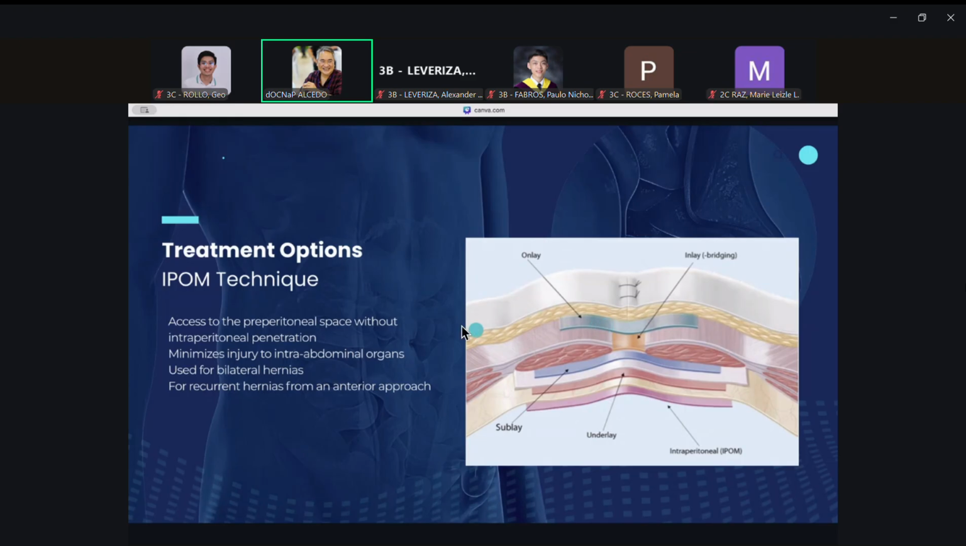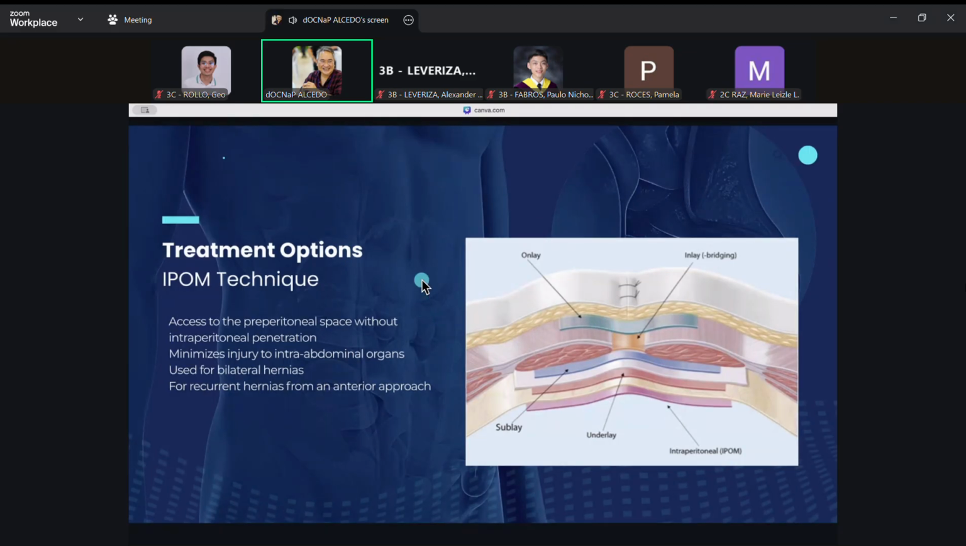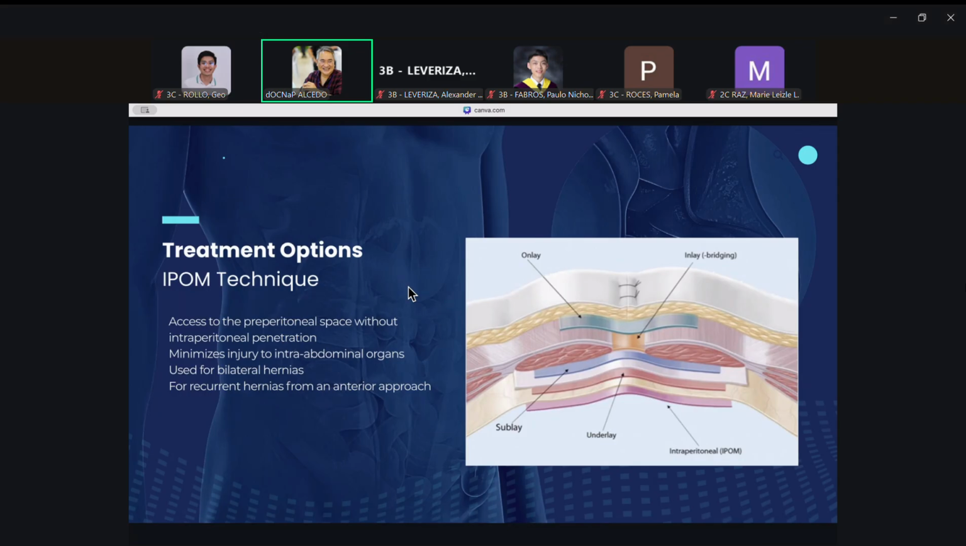Okay, sa IPOM naman, you access the preperitoneal space without intraperitoneal penetration and same advantage, no? It minimizes injury to intra-abdominal organs. It can be used for bilateral hernias. And again, this is the better option, no? TAPP, TEP, IPOM for recurrent hernias who underwent anterior approach previously. So it involves the application of that mesh, no?